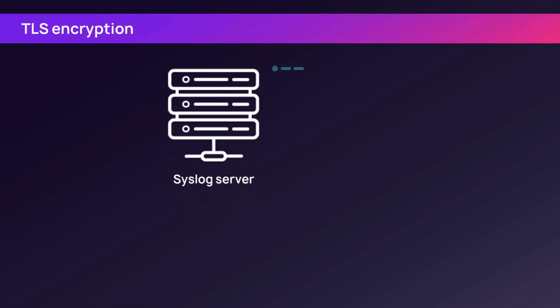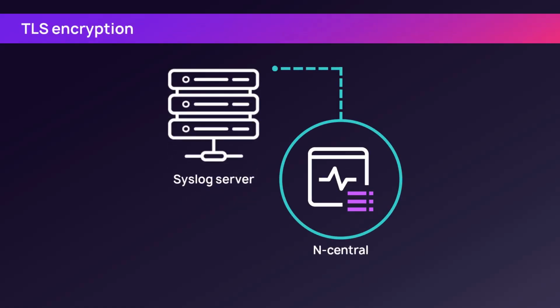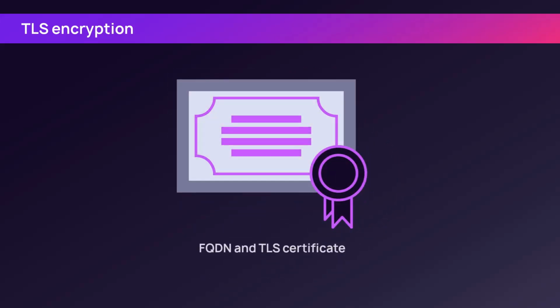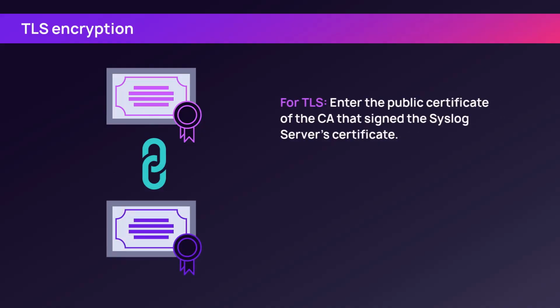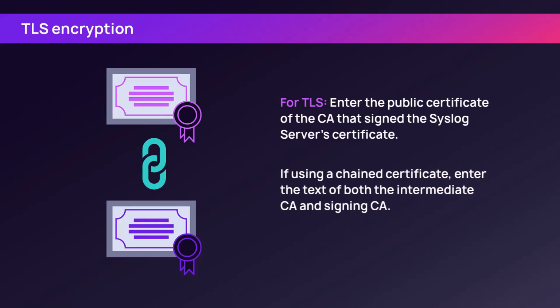The audit export requires TLS encryption according to CMMC guidelines. To do this, have information available including the FQDN and TLS certificate, which cannot be self-signed. Enter the public certificate of the certificate authority that signed the Syslog server's certificate. If using a chained certificate, enter the text of both the intermediate CA and signing CA.